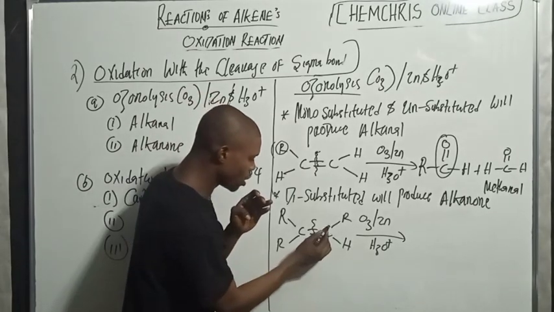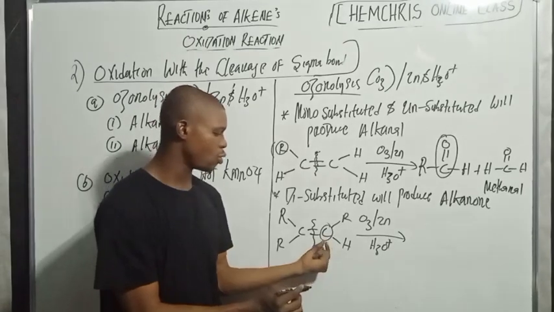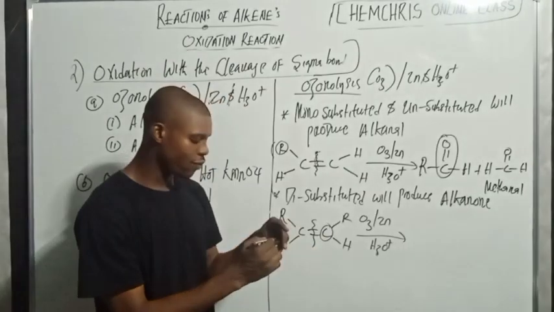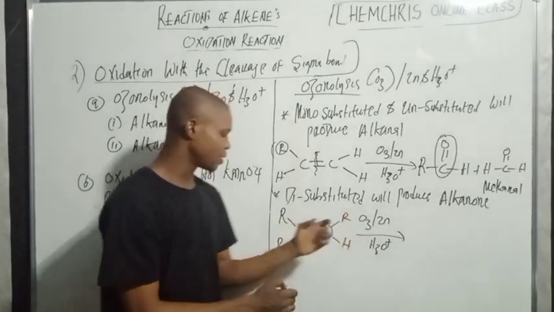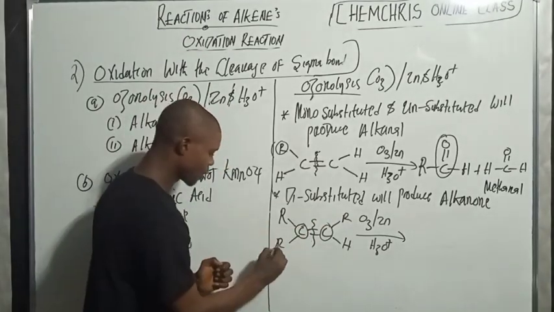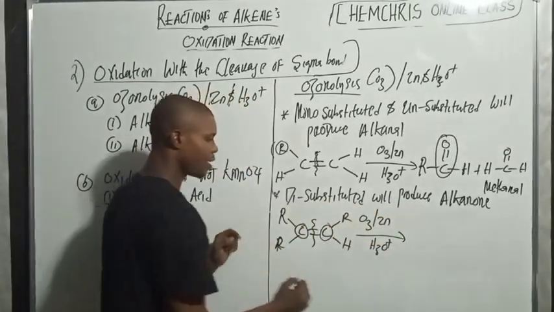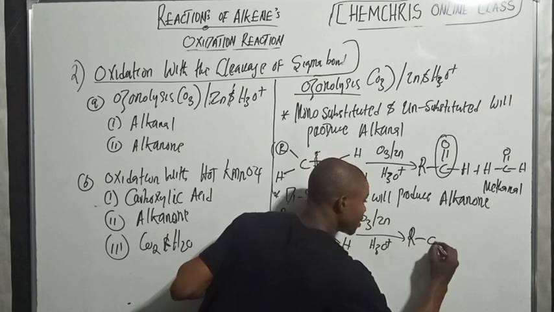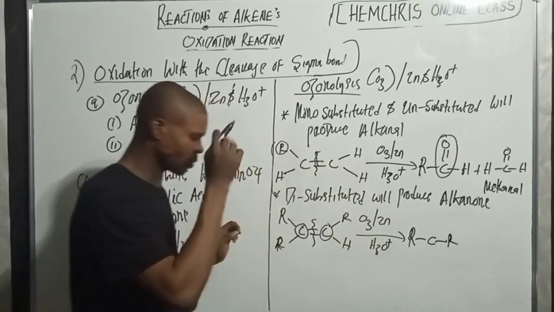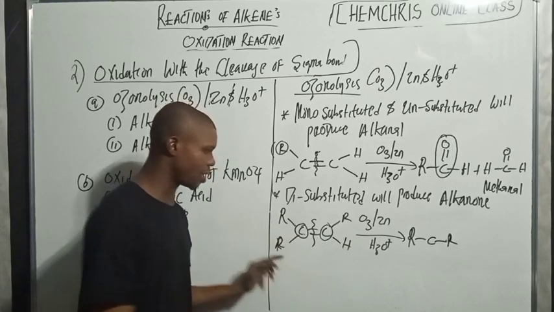Now, when you're oxidizing with ozone, look at something here. You want to look at this carbon atom, right? This carbon atom is what? Mono, because it only has one alkyl group. This one is di, right? This one here is di. And di will produce what? Ketone. So you have R, carbon, R here.